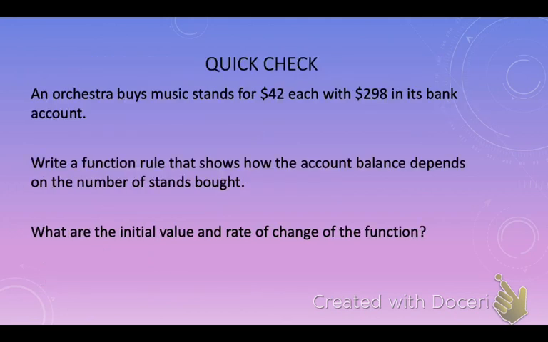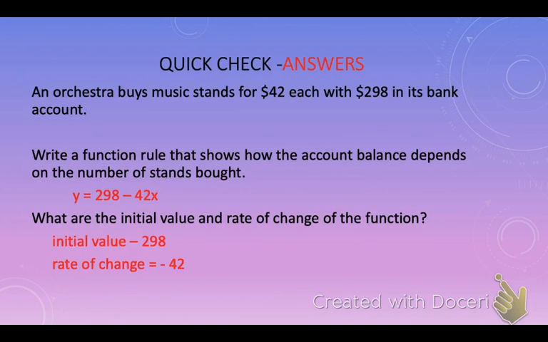Okay, now you're going to do one on your own. So you're going to write all this down. An orchestra buys music stands for $42 each, with $298 in its bank account. So write a function rule that shows how the account balance depends on the number of stands bought. So you might have to think about some things, like what are the initial value and the rate of change of the function? So you should see a text box on the right. You're going to write down how you think you would write that function. And then I'll give you an answer. So first, write down what you think.